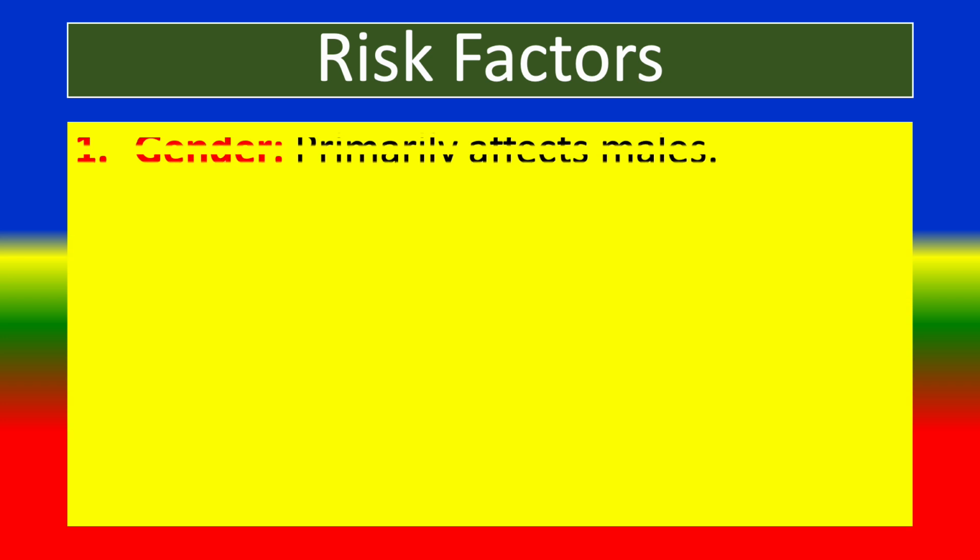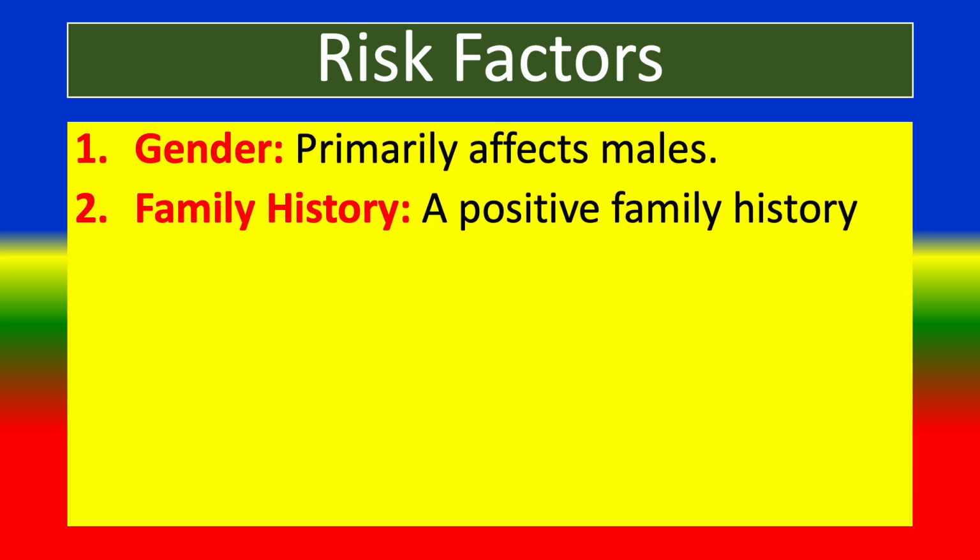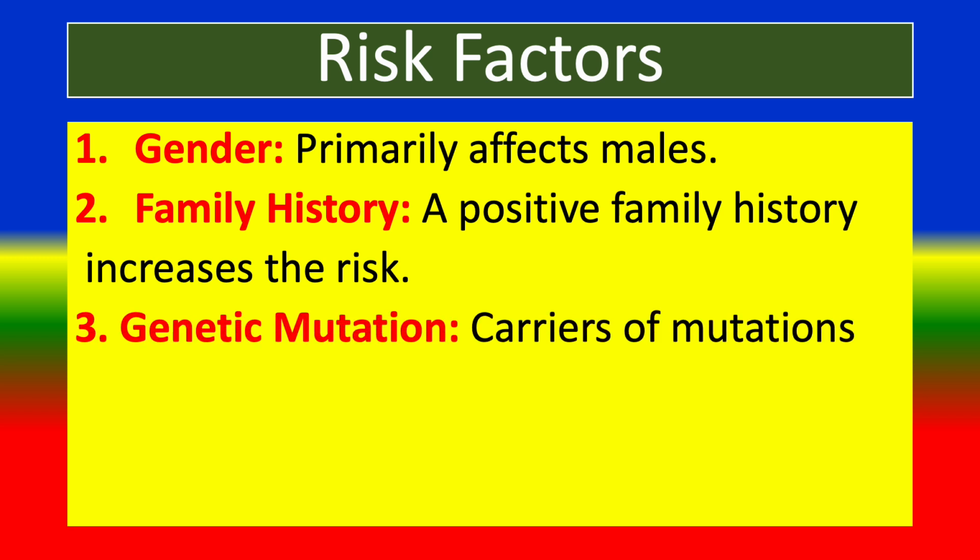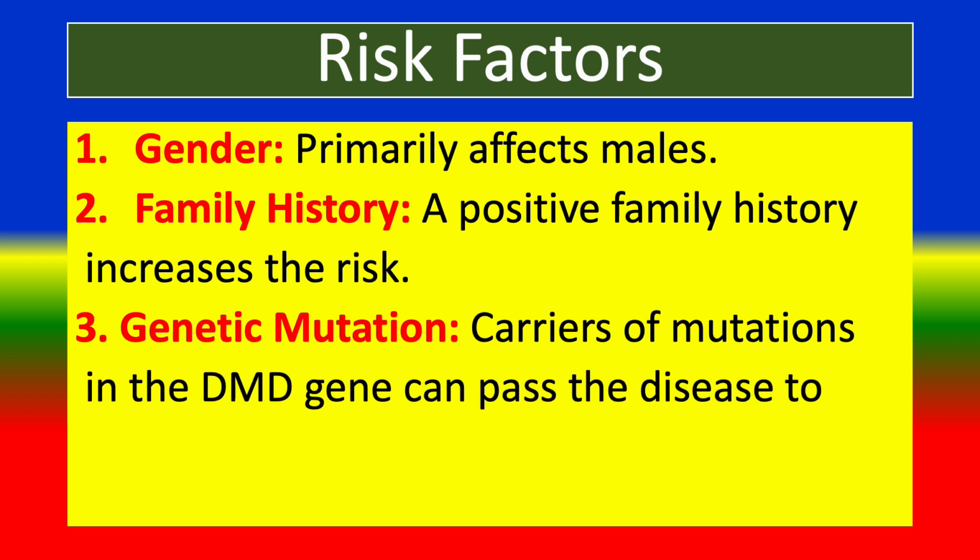Risk factors. 1. Gender, primarily affects males. 2. Family history. A positive family history increases the risk. 3. Genetic mutation. Carriers of mutations in the DMD gene can pass the disease to offspring.